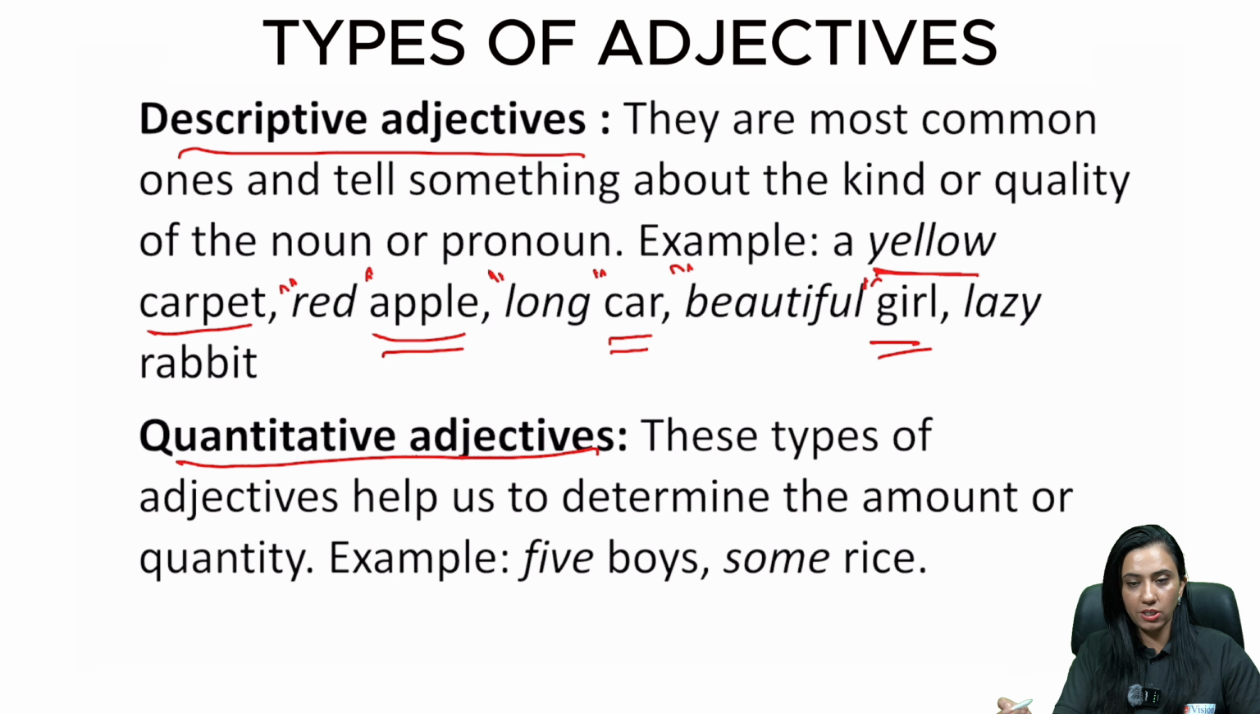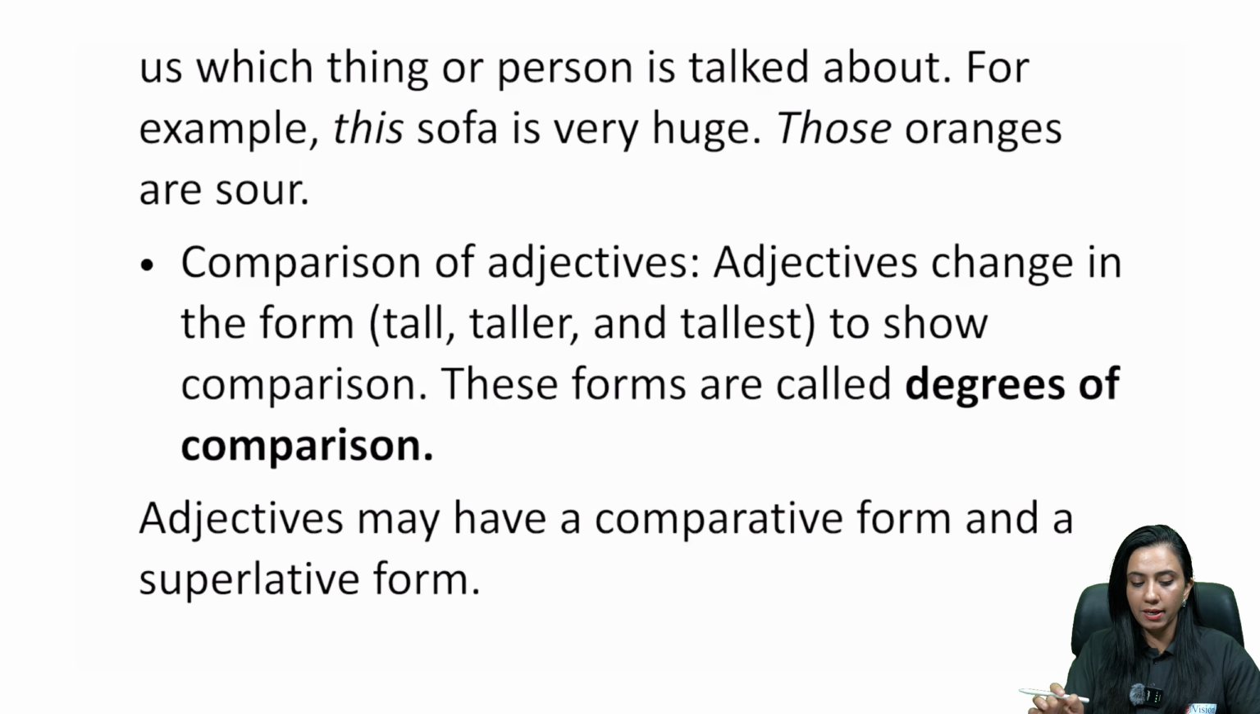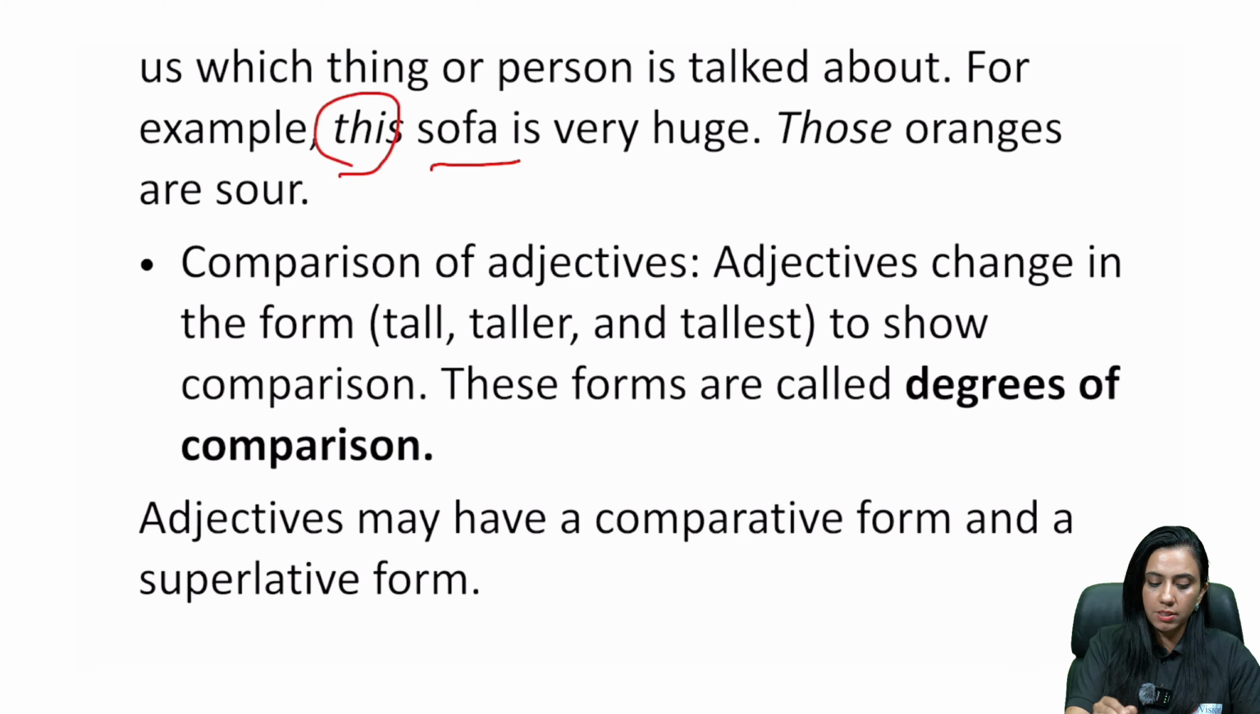That is an adjective. Here also we can say five, more explanation about the boys. Some is a type of quantity which is telling us about the rice. So these are the adjectives. Like sofa, this is giving us more explanation. This sofa, those oranges, like demonstrative adjectives.